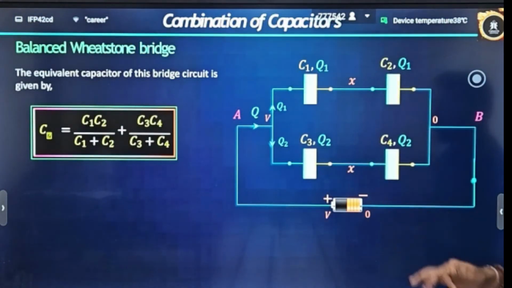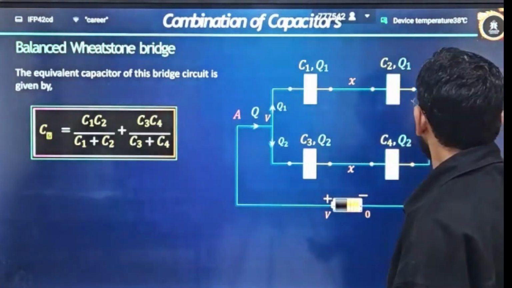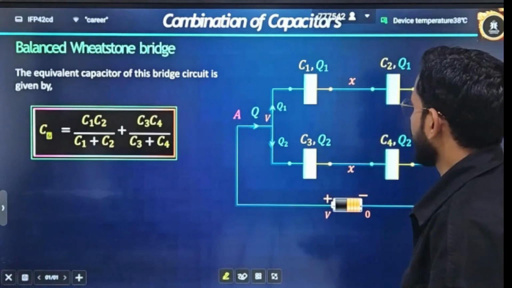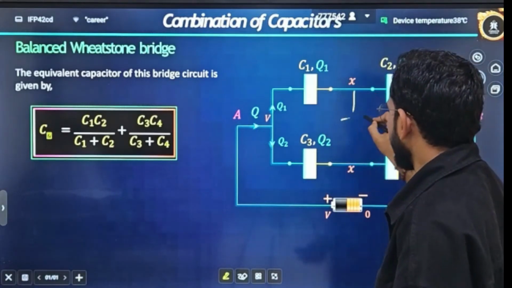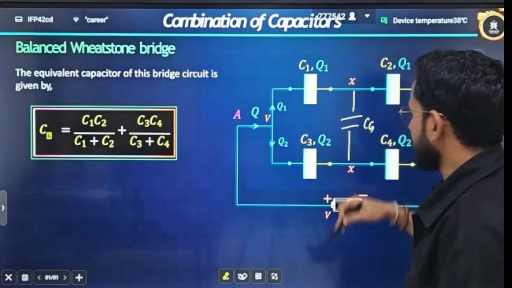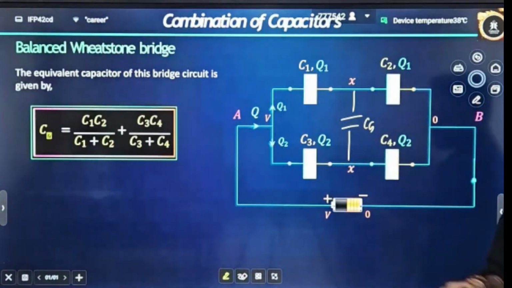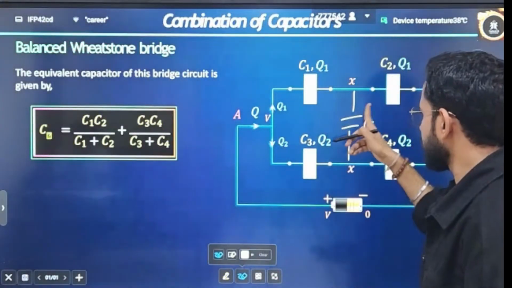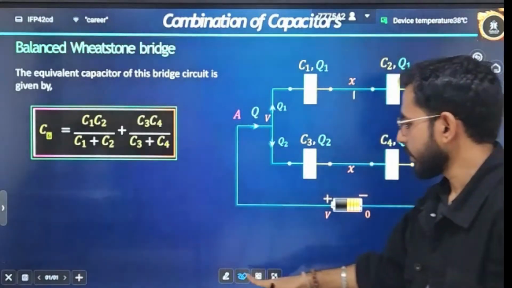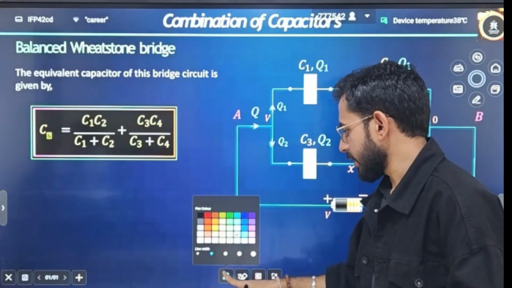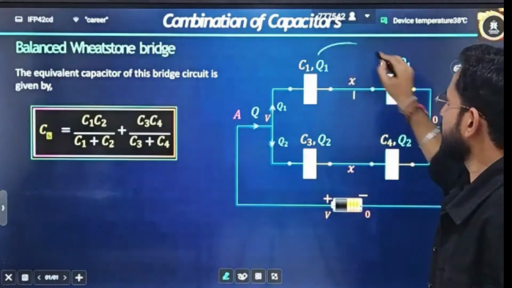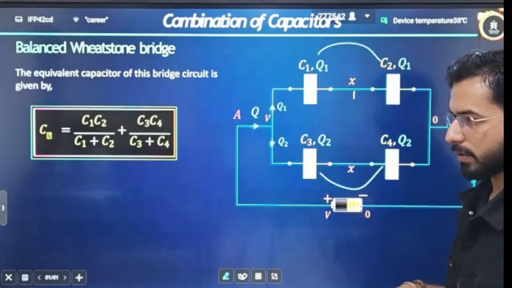This is the net capacitance that is also written here. What can you say about the net capacitance? Let's calculate that also. Now I can say here it was originally connected C5, but since I know that it is a balanced Wheatstone bridge, that means simply I can remove this capacitance. This is of no use, so I will simply remove it. Once I remove it, what kind of combination am I getting here? This is a series combination. This is a series combination.